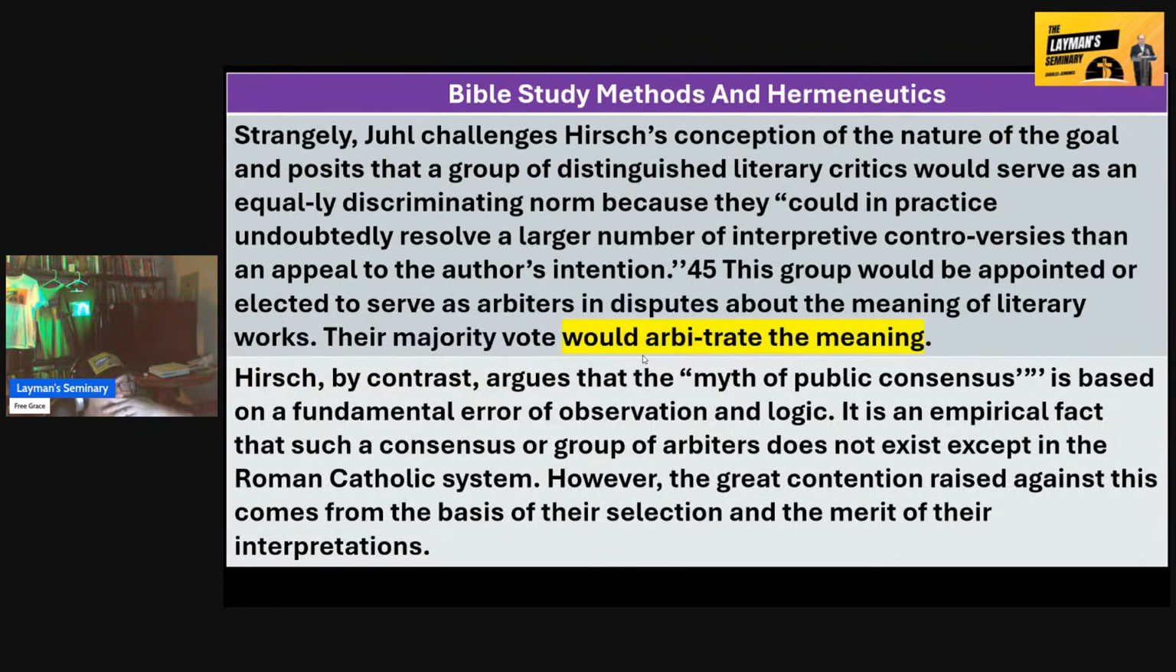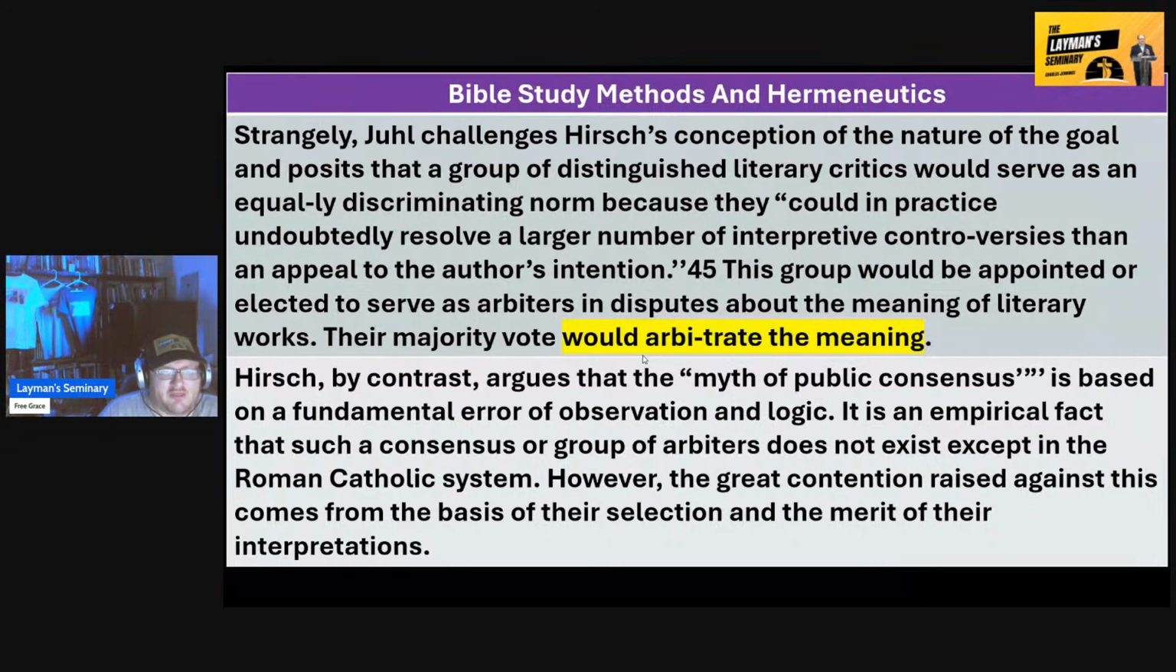Strangely, Juhl challenges Hirsch's conception of the nature of the norm and posits that a group of distinguished literary critics would serve as an equally discriminating norm, because they could in practice undoubtedly resolve a larger number of interpretive controversies than appeal to the author's intention. So he's like, okay, guys, let's elect a group of people that are experts, and they could determine what the text means. This group will be appointed or elected to serve as arbiters in disputes about the meaning of literary works. Their majority vote would arbitrate the meaning.